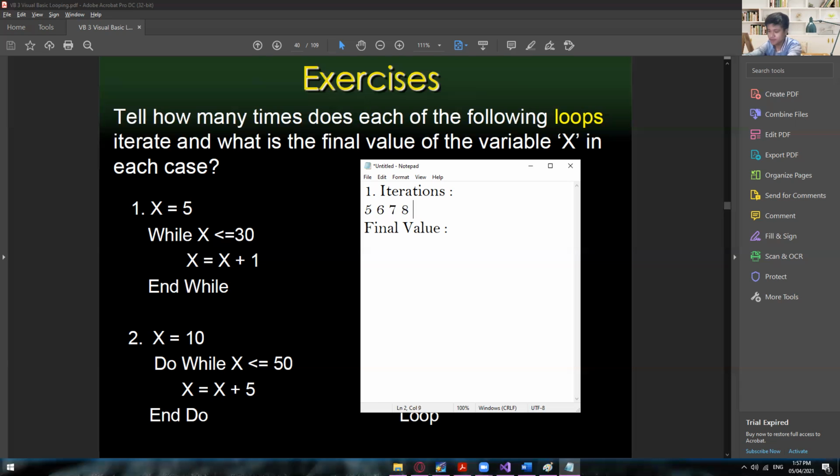8 is still less, 9 is still less, 10, 11, 12, 13, 14, 15, 16, 17, 18, 19, 20, 21, 22, 23, 24, 25, 26, 27, 28, 29, 30. So there you go. Now, can we write here 31?